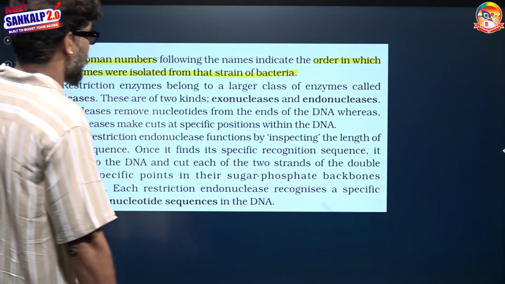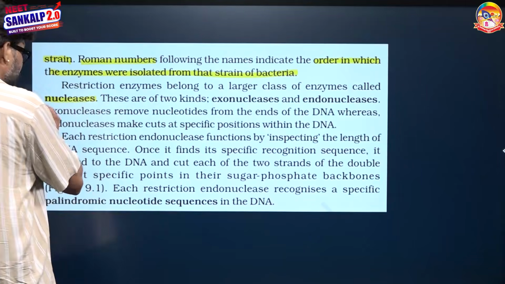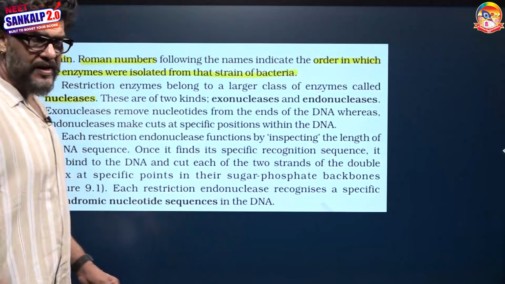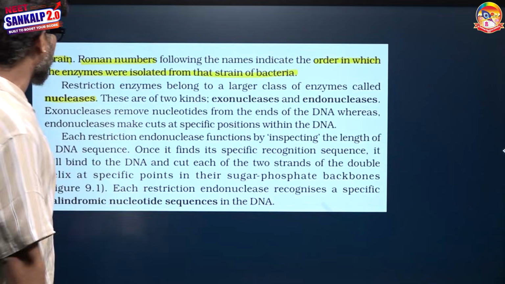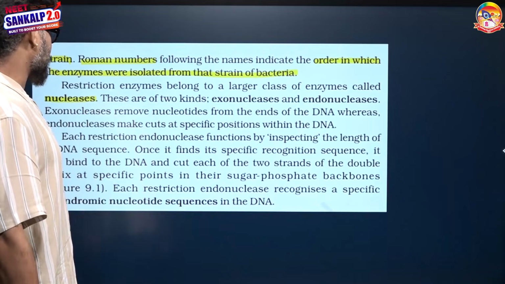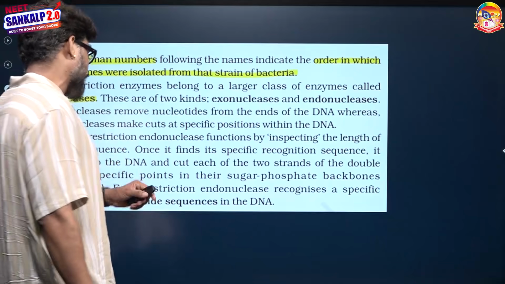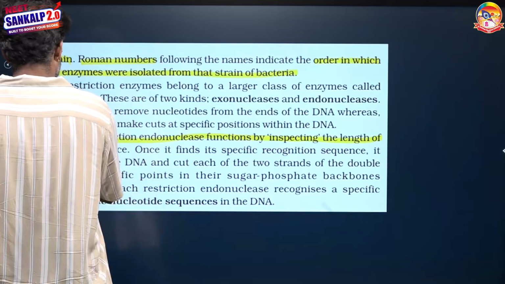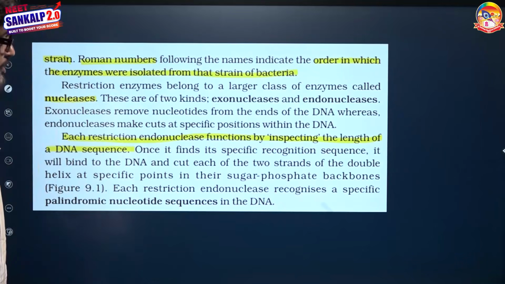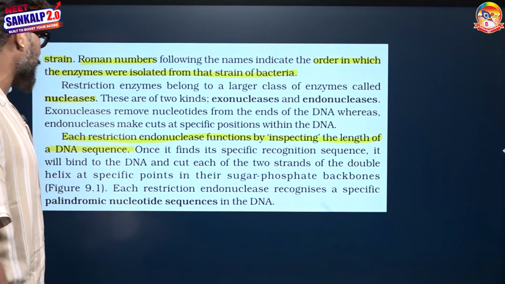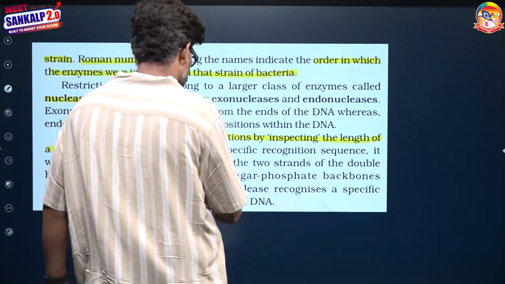Restriction enzymes belong to a large class of nuclease enzymes, the endonucleases. There are two types of nucleases: exonuclease, which cuts from the termini, and endonuclease, which cuts into the middle portion, or the intercalary positions. Each restriction endonuclease functions by inspecting the length of a DNA sequence. Once it finds its specific recognition sequence, it binds to the DNA and cuts each of the two strands of the double helix at a specific point in their sugar-phosphate backbone, meaning the phosphodiester bond breaks down.